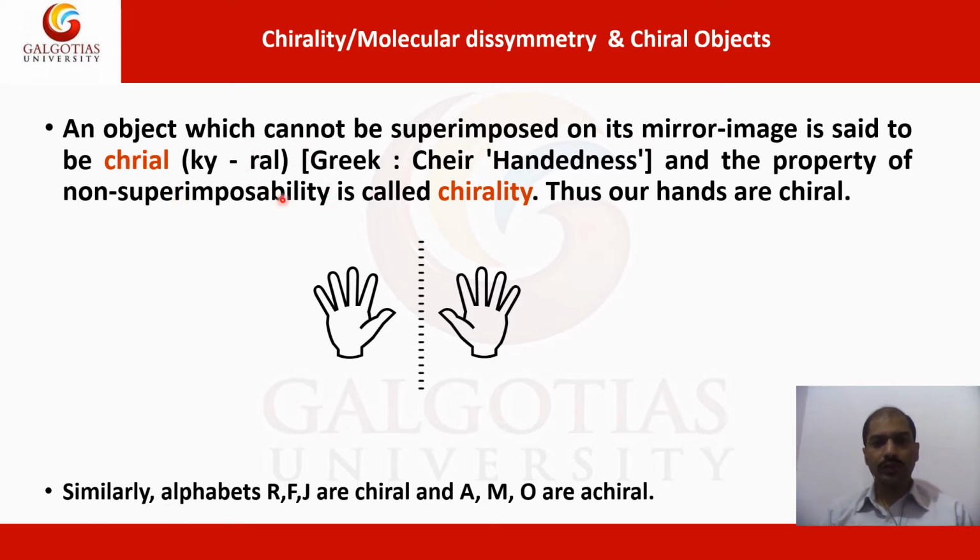Chiral is a Greek term, and chir means handedness. It means similar to hands, two hands. If an object cannot be superimposed on its mirror image, it is said to be chiral. The property of non-superimposability is called chirality. Thus our hands are chiral.